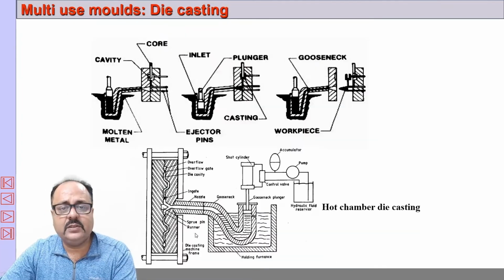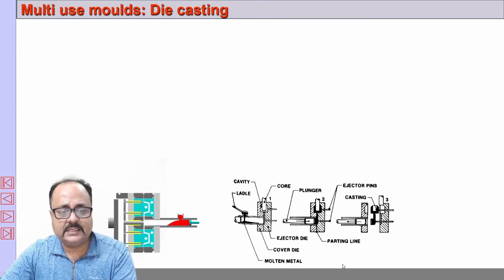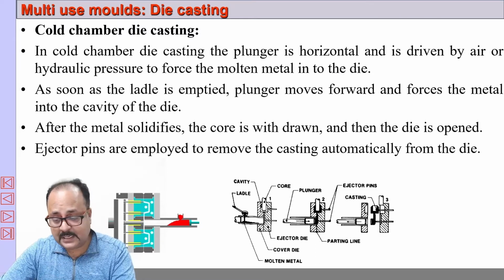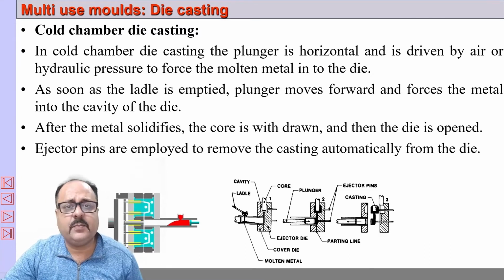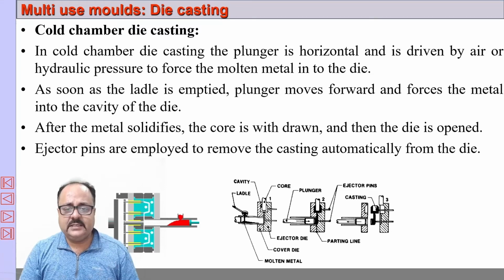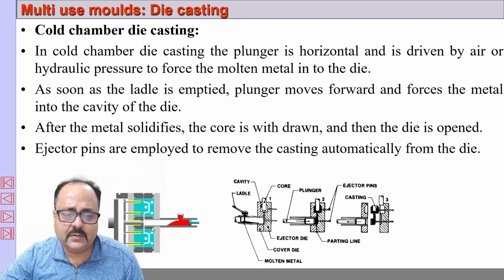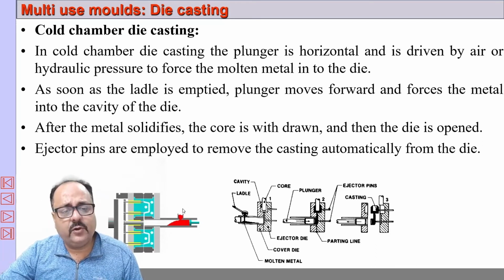For that we use cold chamber die casting. Cold chamber die casting is basically similar to hot chamber die casting. The only thing is that the melting unit is not a part of the casting unit. Rather we melt it in a different location and then we bring it and pour it. This is also for low temperature melting alloys and basically non-ferrous alloys like copper, aluminium, etc.